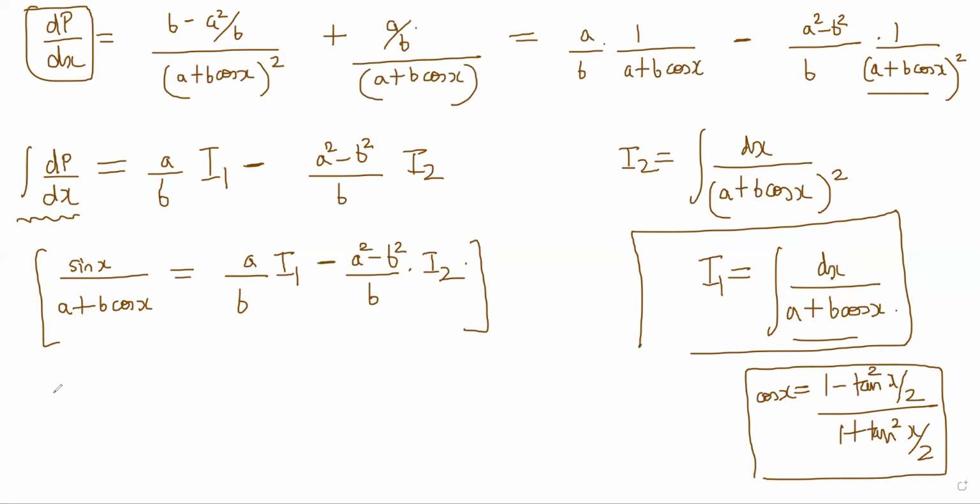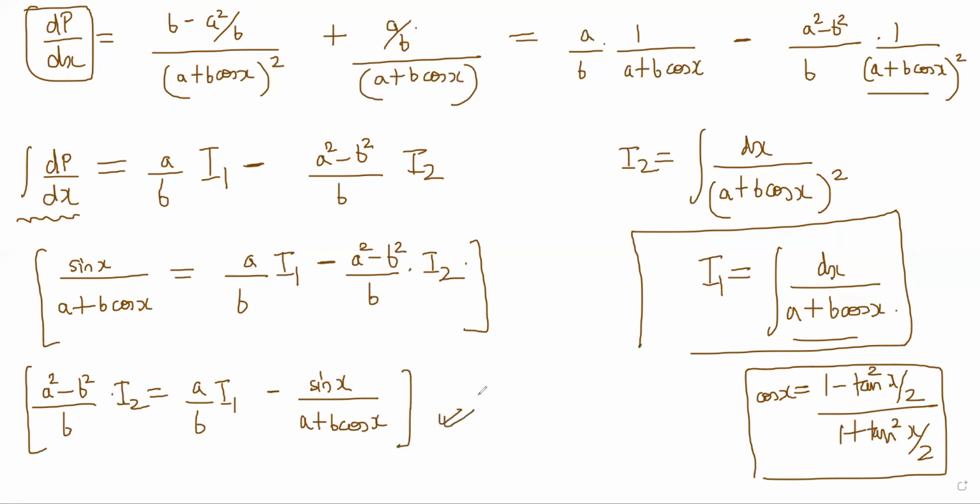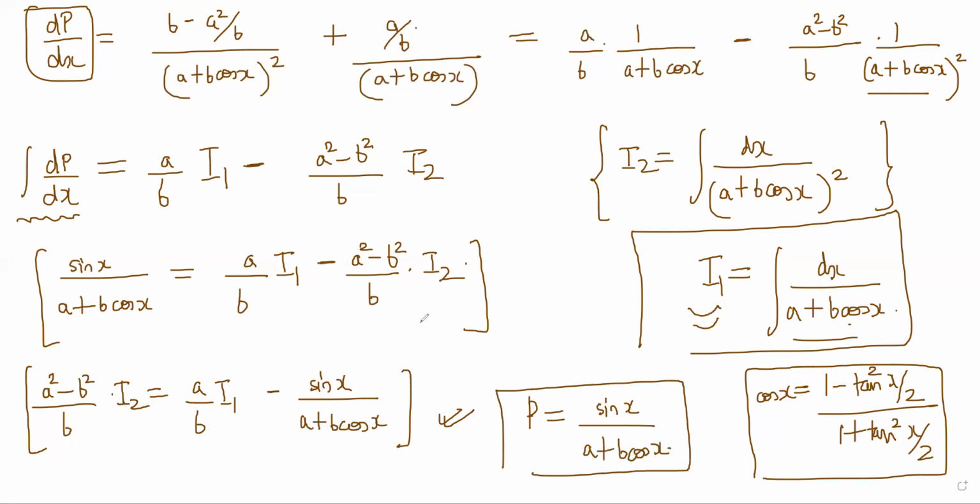So we have an unknown integral I2, which is (a square minus b square) by b into I2 is equal to a by b I1 minus sin x by a plus b cos x. And this is the formula that we get for I2, right? So the idea here was connect. You have to find I2 and a formula for that. And we took I1 and wrote P. P was what? Instead of cos x, we wrote differentiation of cos x on top and wrote the same denominator, right? And we did dp by dx and got this. And from here, we integrated back to get the original thing, right?